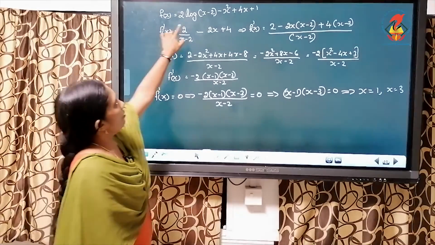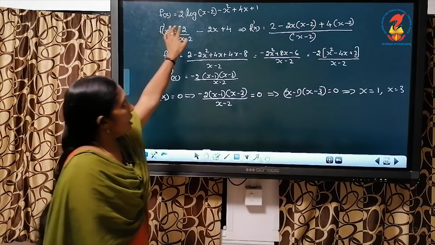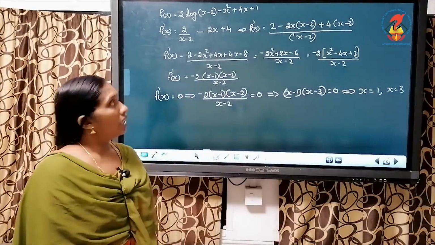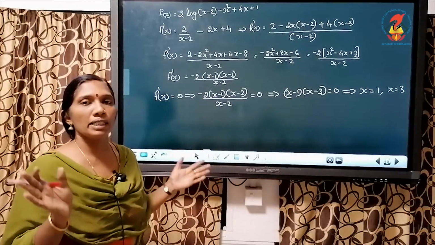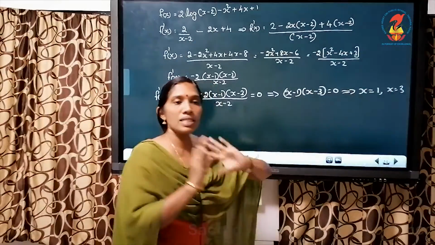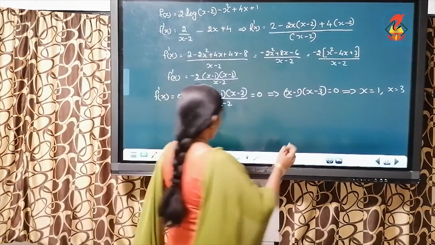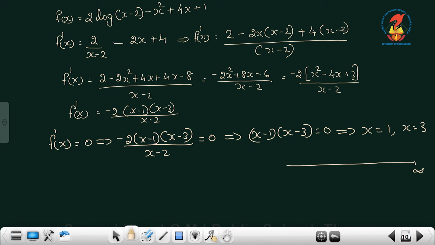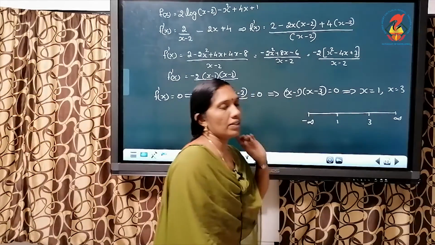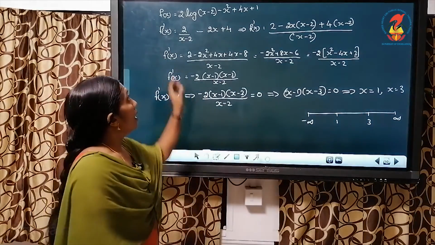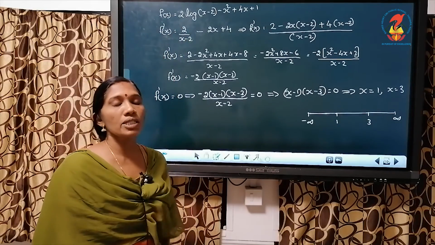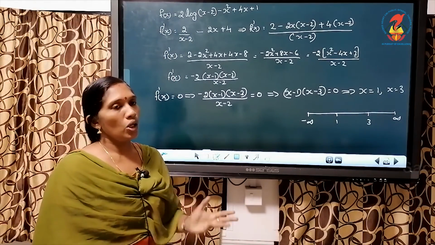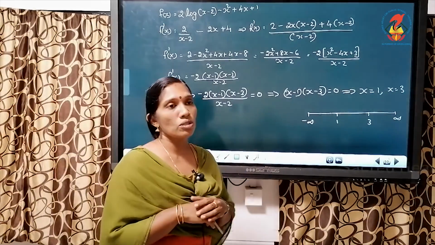And look at the function. The first term is a logarithmic function, and the next is a polynomial function. If it is a polynomial function, usually we write minus infinity to infinity, and with these numbers we get disjoint subintervals. So points are 1 and 3. Now, is this possible? Can we write minus infinity to 1 as one interval? The first function is log. Log is defined only for positive numbers. Log 0 is not defined and negative numbers are also not defined.